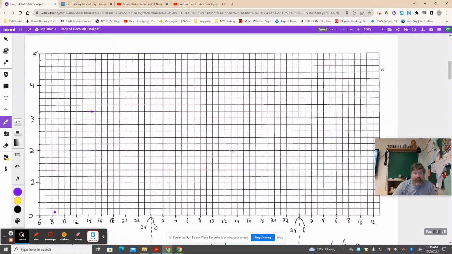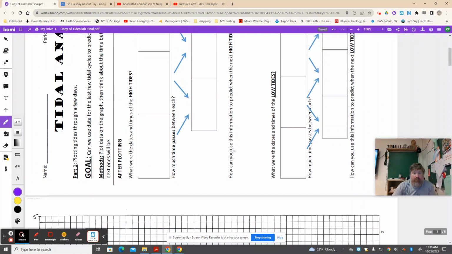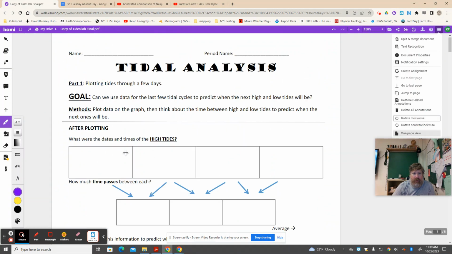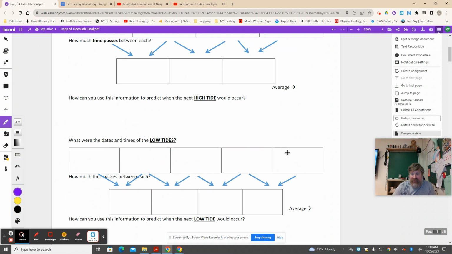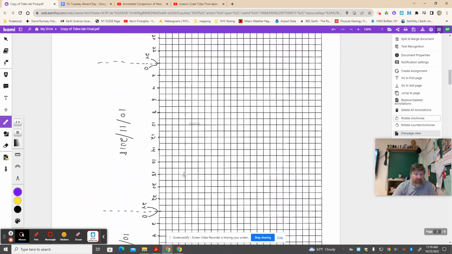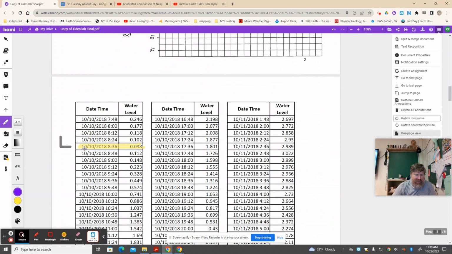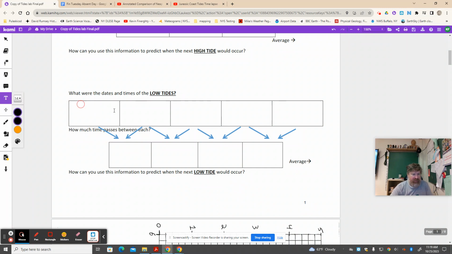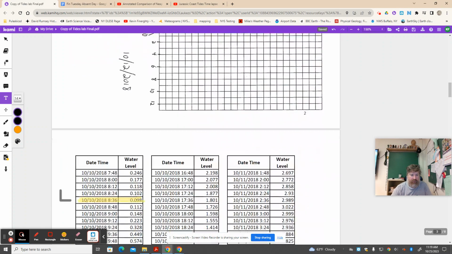All right. Cool. That's that part. Now, how are you going to do this page? What we want to do is think about what time these took place and then how much time passed in between them. So for my first low tide, we said that it happened on 10/10 at 8:36. That's all I've got. You already did this work. You're just going to rewrite it up here. So on 10/10 at 8:36, we had our first low tide, right?